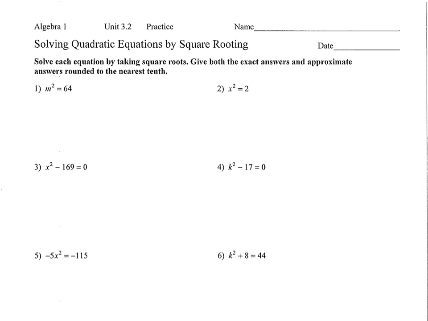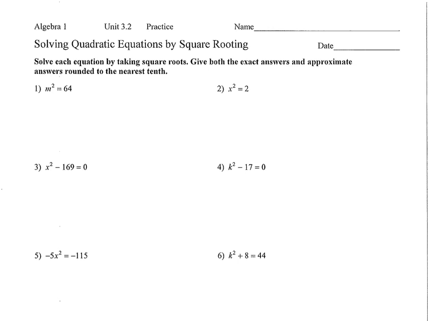Here we will look at solving quadratic equations by using square root. I'm going to do some of the even problems, and your assignment will be to complete the odd problems. So I'm going to start with number 4.